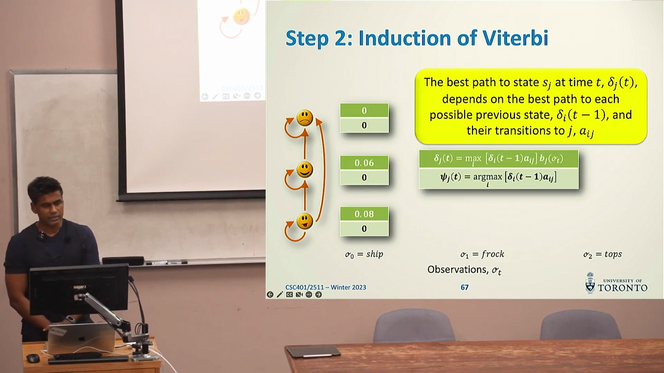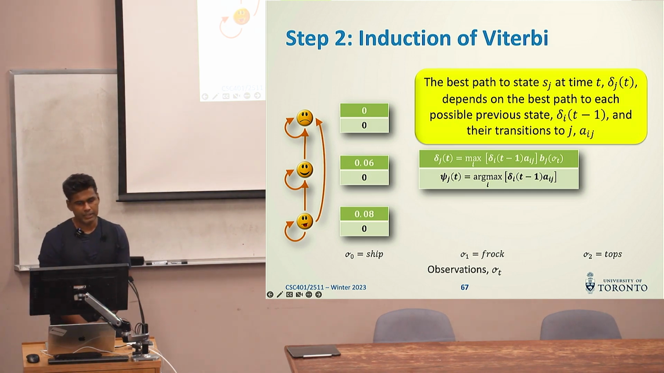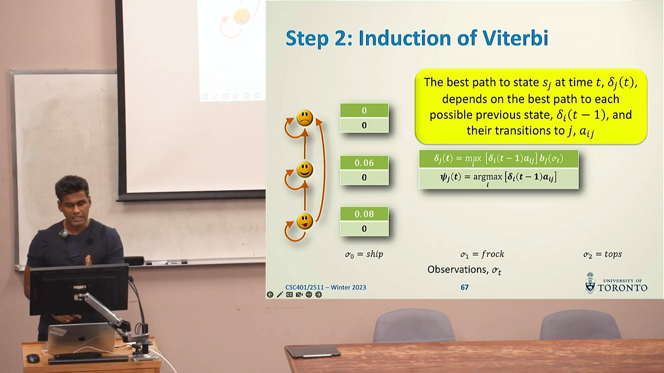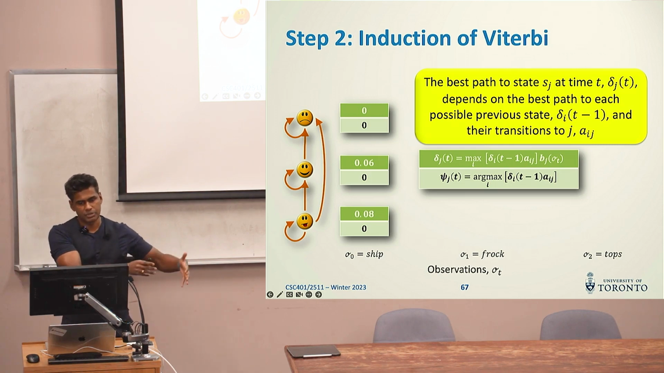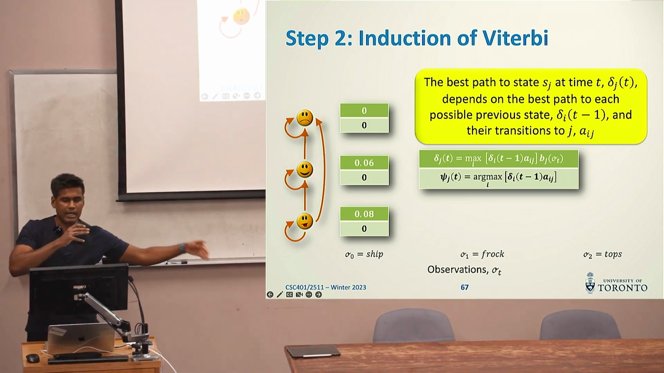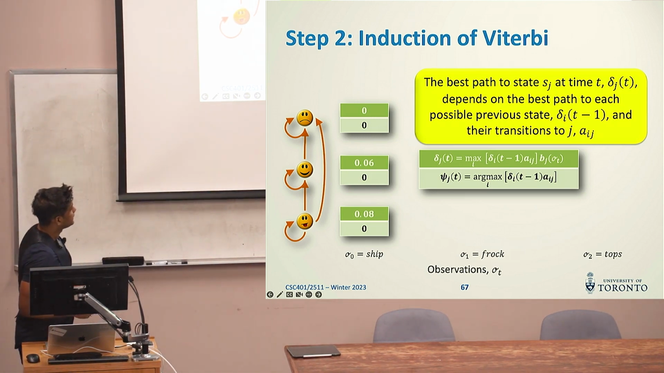Okay, so the next step is the induction step for Viterbi. And this is basically, we'll be focusing on the best path to state Sj at time t, which is delta jt. And that depends on the best path to each possible previous state, delta i t minus 1, and their transition from i to j, okay? So this is just a generic mathematical formalization.